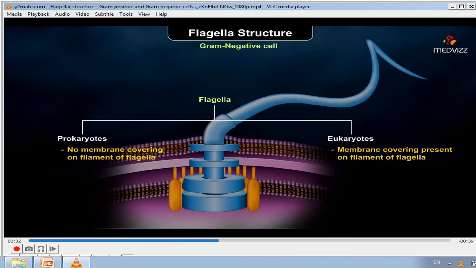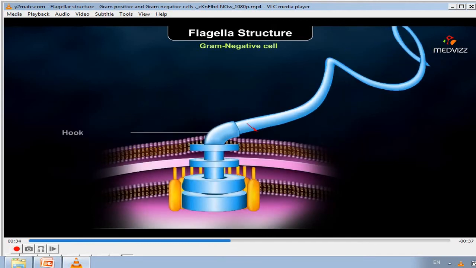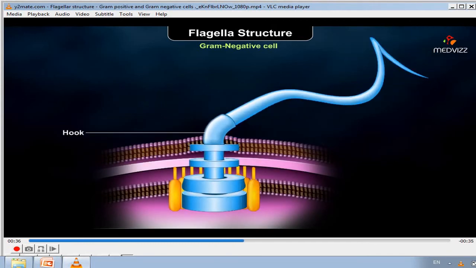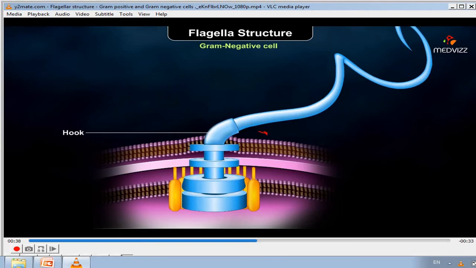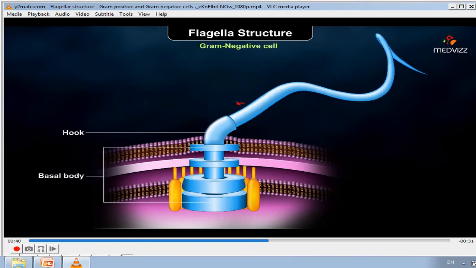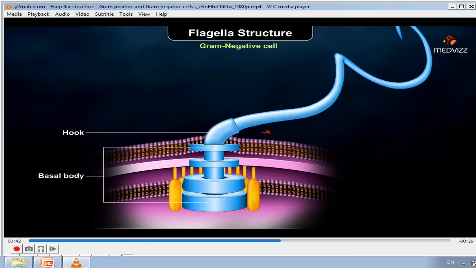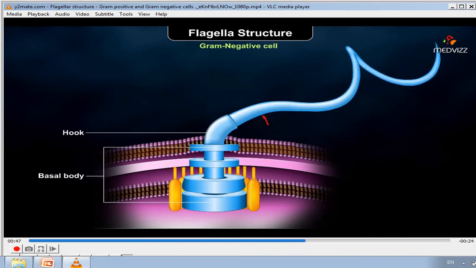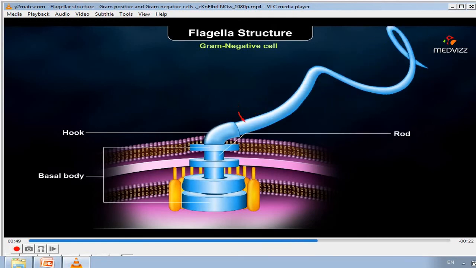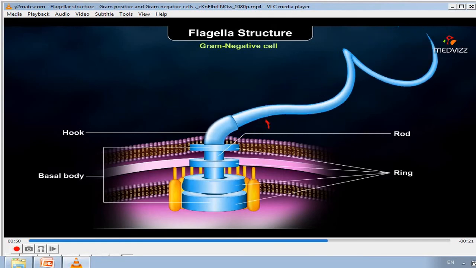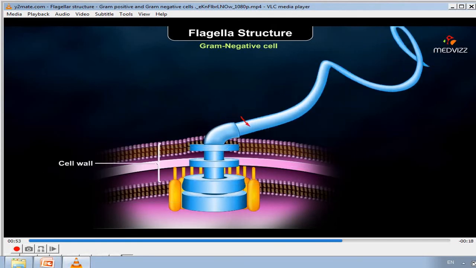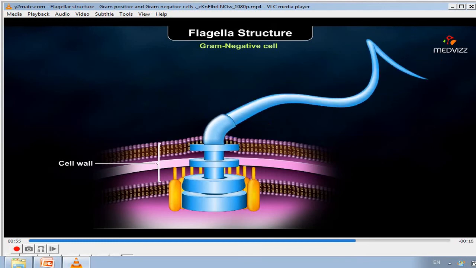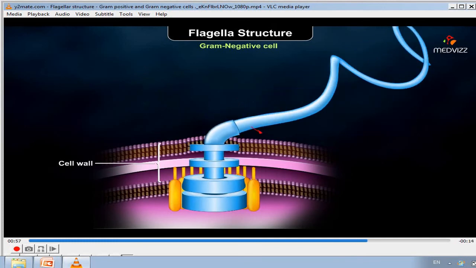The whip-like filament inserts into a curved structure called a hook. The hook is composed of a different protein and connects the filament to the basal body. The basal body is composed of different proteins than the filament and hook. The basal body is composed of a rod and a series of either 2 or 4 rings, which anchor the flagellum to the cell wall and allow the flagellum to rotate 360 degrees.